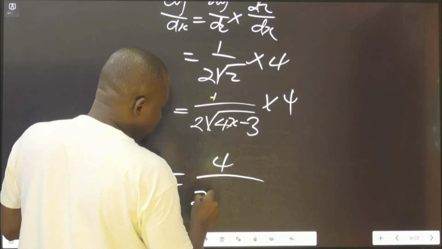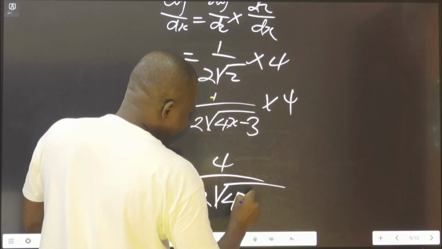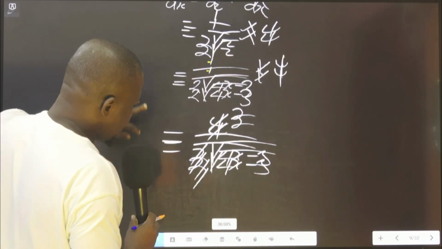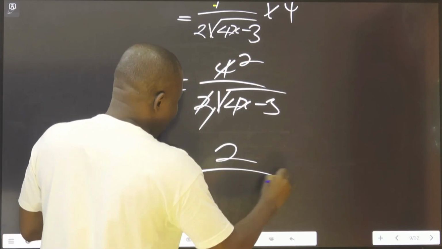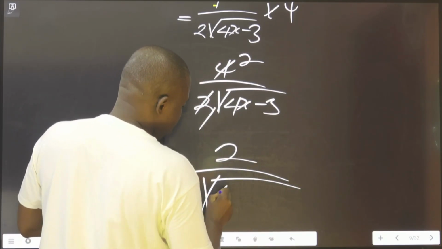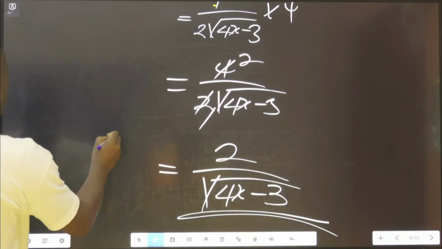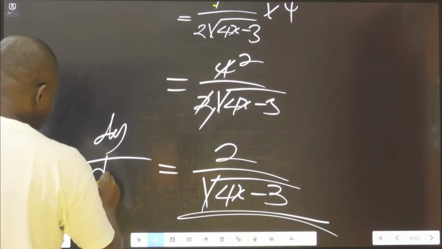So this multiplied by this is 4. 4 over 2 square root of 4x minus 3. This here 1, this here 2. That is to say, 2 over square root of 4x minus 3. This is the final answer for dy over dx.